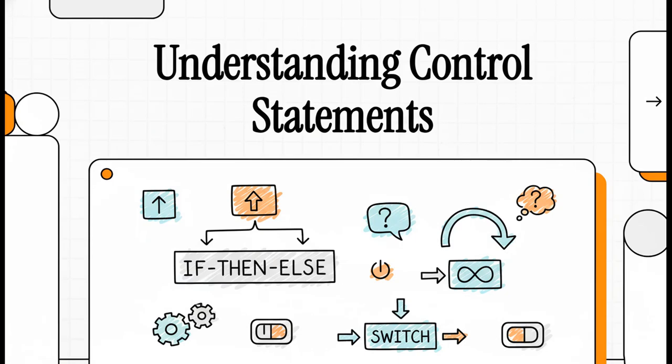Hey everyone! Today, we're going to take a gentle look at a really core idea in programming. Basically, how code decides what to do next. This isn't going to be a heavy lecture or anything. Think of it more as just exploring the simple building blocks that make all of our software feel so smart. We're talking about control statements.